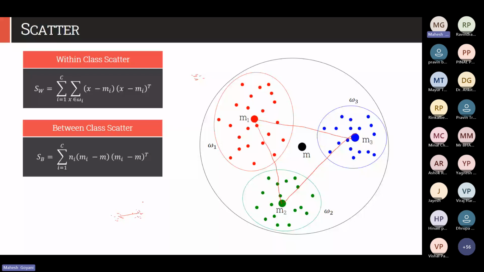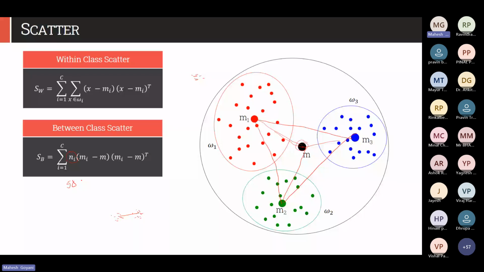So between class scatter we can compute like this, where this is the global mean. So we have to take the variance of class means now. Instead of data points, we will compute the variance of class means, that is M1 minus M whole square plus M2 minus M whole square plus M3 minus M whole square. That we are doing, and that we are weighting by the number of data points in that particular class. So suppose here we have 50 data points in class 1. So here it will go like this, 50 into Mi, so Mi is class number 1.